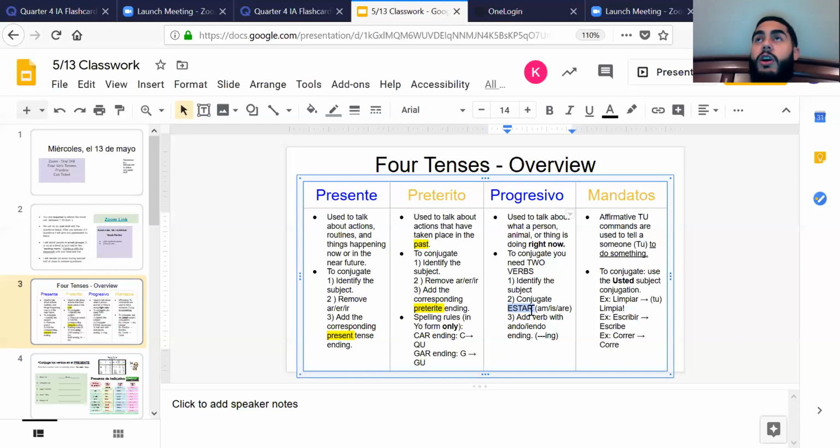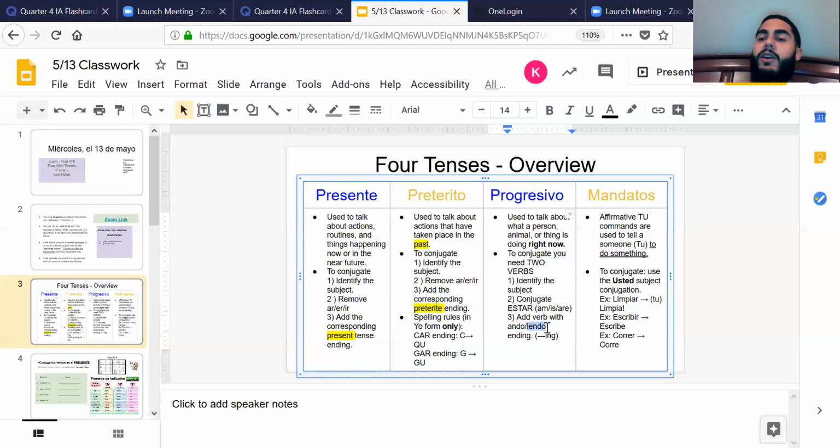If I were to do an ER verb like comer, we know that means to eat. If I wanted to say you are eating, right now, you are eating, it would be tú, right? Estás, because that's the conjugation for estar in the tú form. And then it would be comiendo, right? Because it is an ER verb, we add yendo at the end. Eliminate the ER, add the IENDO. Comiendo.